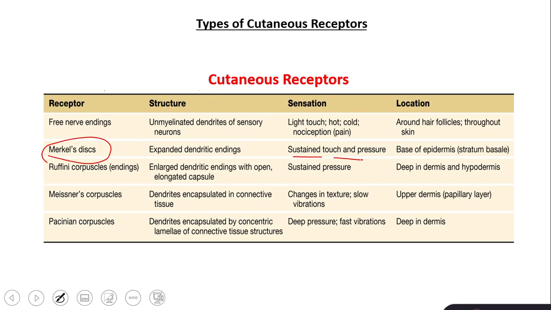The Ruffini corpuscles are also to detect sustained pressure. The Meissner's corpuscles, they detect the changes in texture, like if you are touching a silk versus sand, for example. The Pacinian corpuscles are deep and they respond to deep pressure like vibrations.